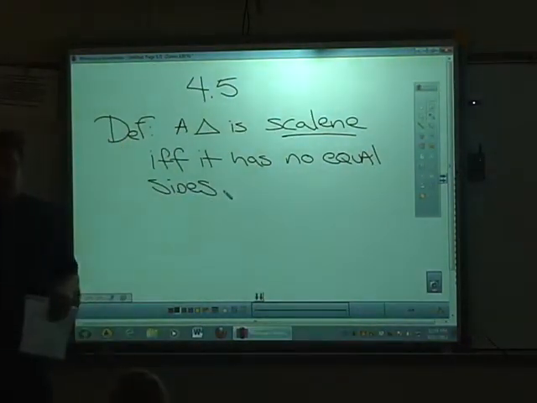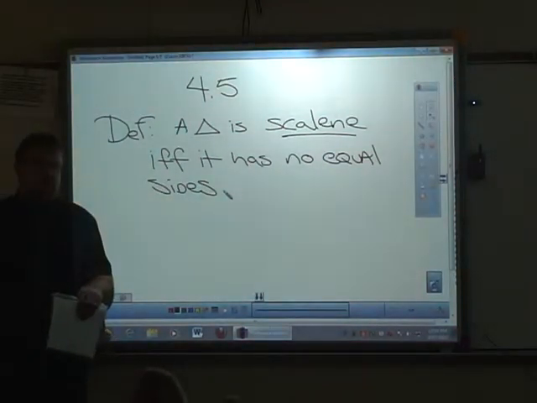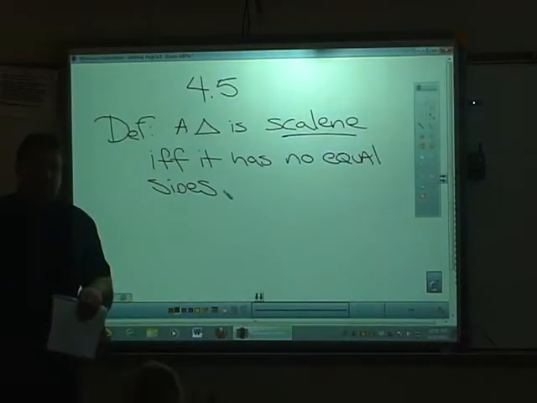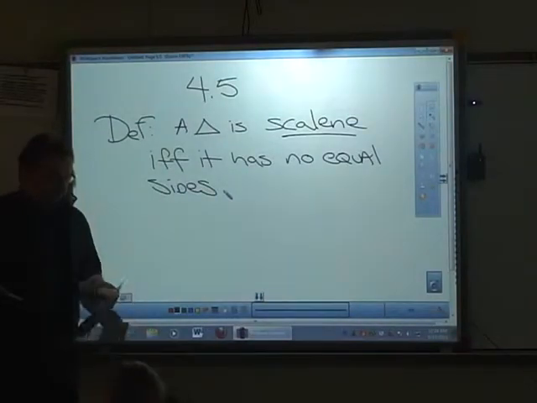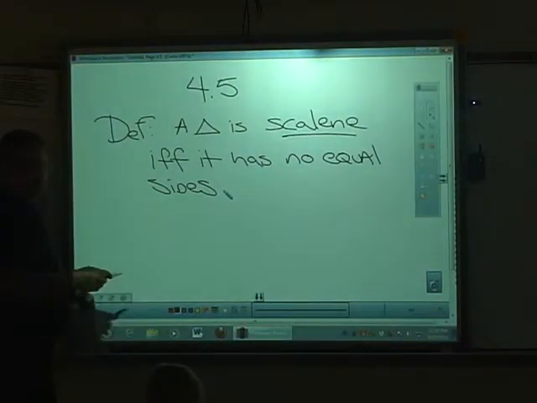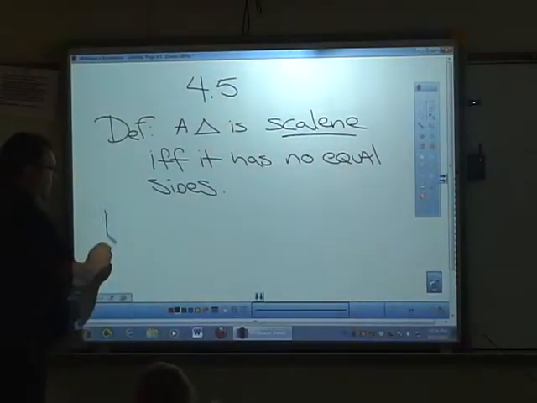Now I know what some of you are thinking: is a scalene triangle also a triangle that likes to climb mountains? Scalene triangle. There's no one here to laugh.